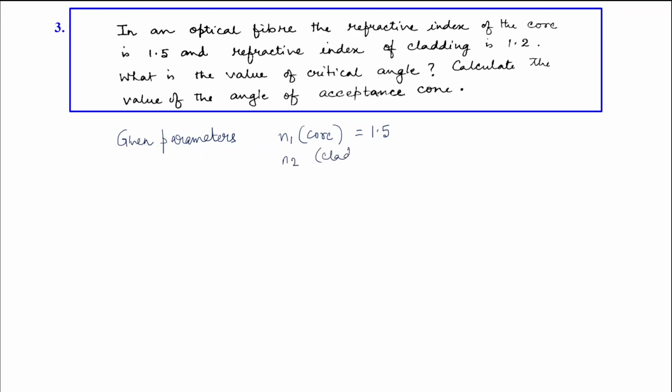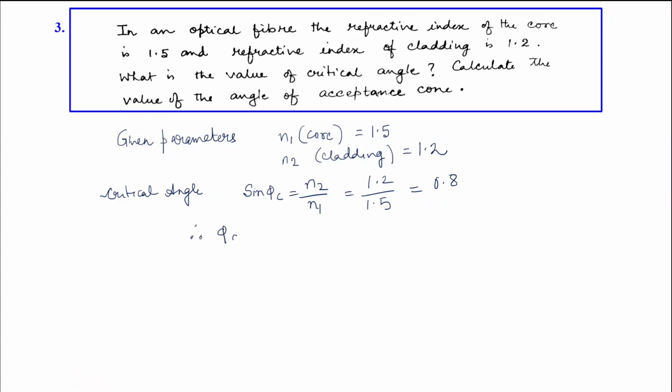Now the given parameters: the refractive index of the core is 1.5 and the refractive index of the cladding is 1.2. The critical angle, as you know, is given by sine phi c equal to n2 by n1, as we have seen in our previous problem. So that is equal to 1.2 by 1.5, which is equal to 0.8. Therefore, phi c is equal to sine inverse 0.8, that is 53.1 degree.